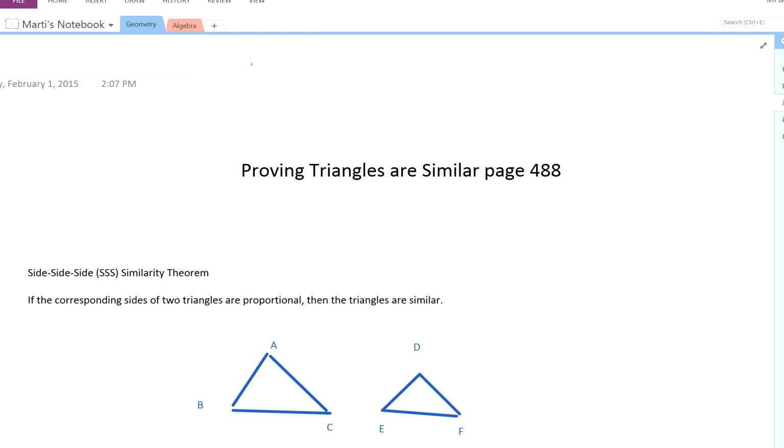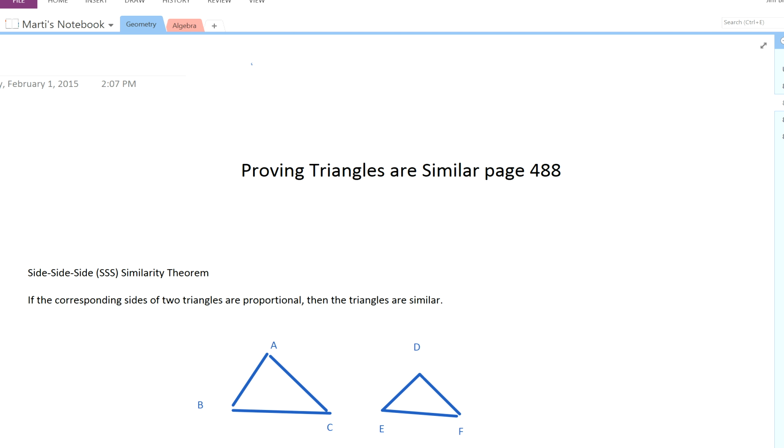And we are introduced to two theorems, the side-side-side similarity theorem. That'll sound kind of familiar to you if you remember that we did the side-side-side congruence theorem in the fall. Again, you should be able to tell me at this point the difference between two triangles being similar and two triangles being congruent.